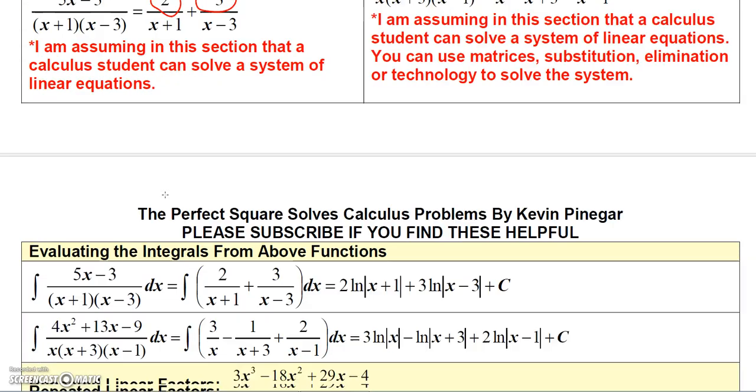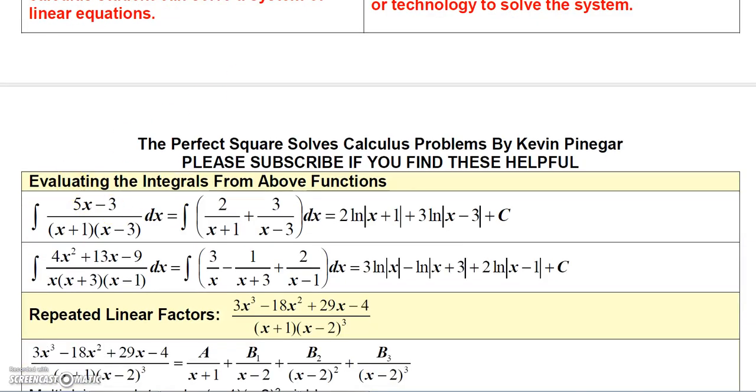Now, how is that helpful? Well, here's how it's helpful. If we wanted to integrate this function, well, we could actually rewrite that function as the sum of those two partial fractions. And then we could integrate each of those partial fractions.